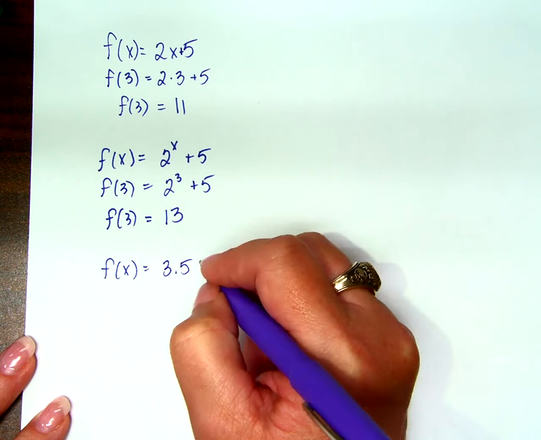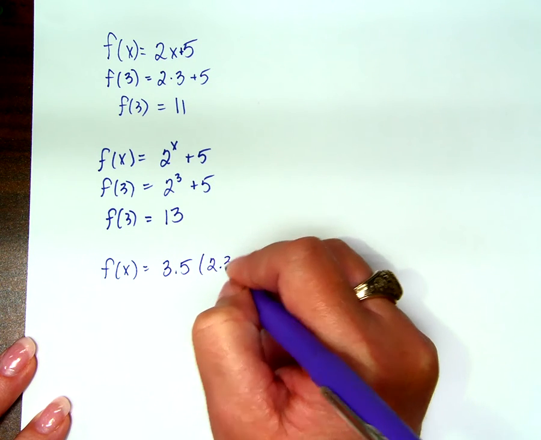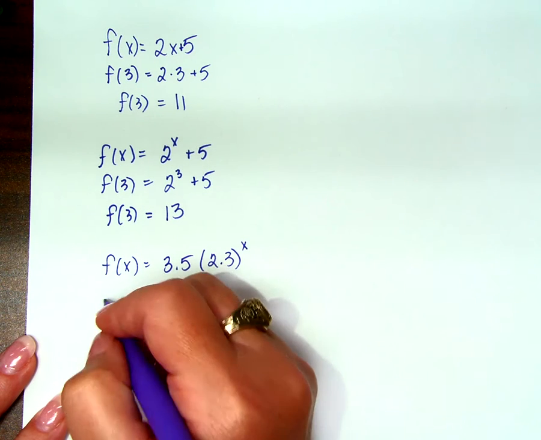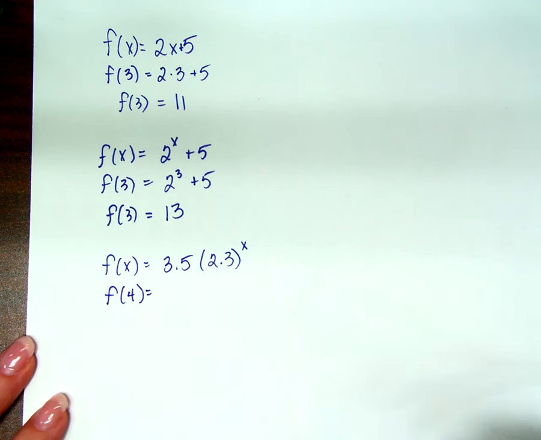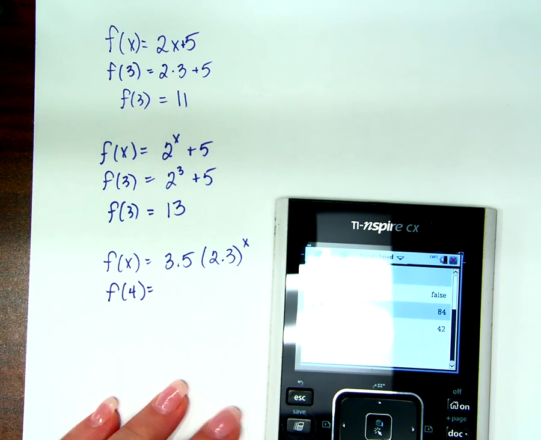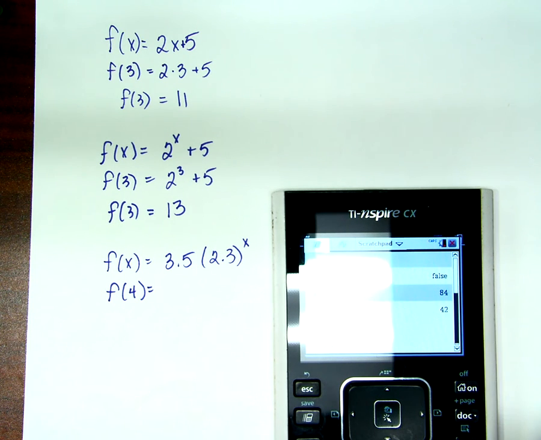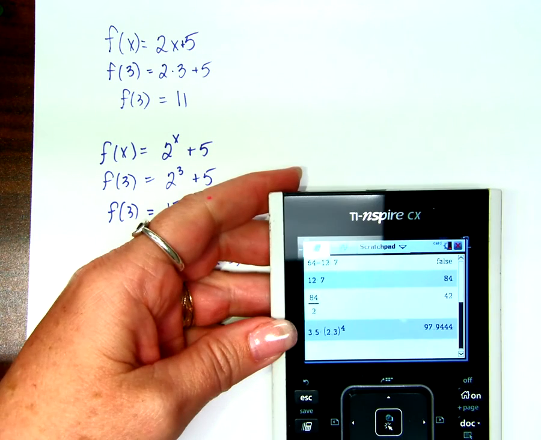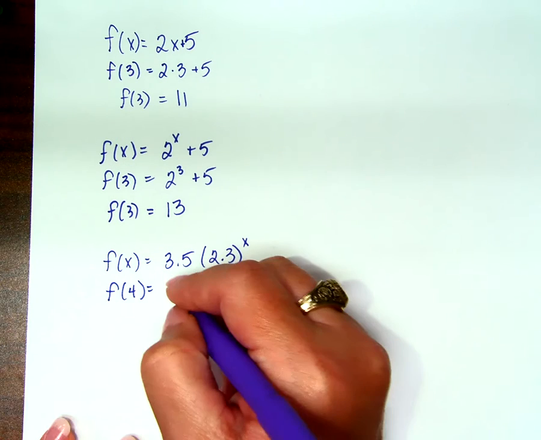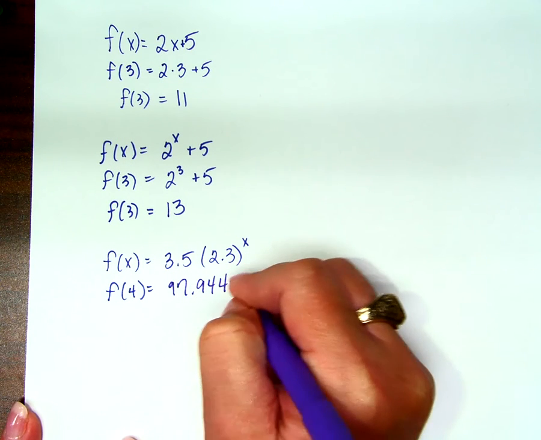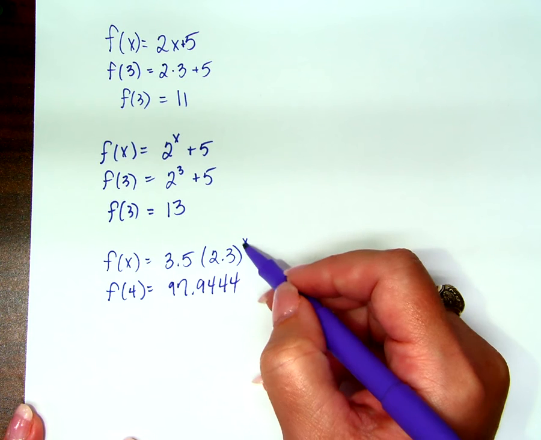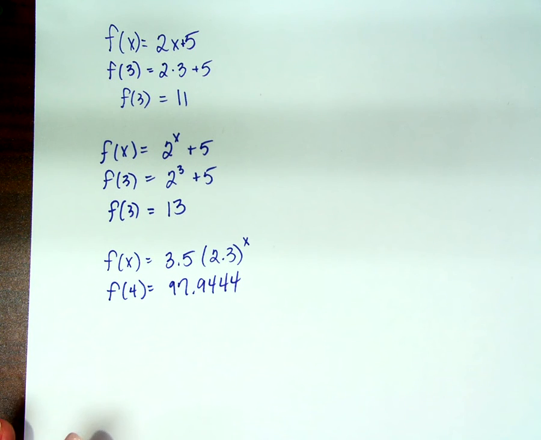Because we could just do that all in our head. What if it was 3.5 times 2.3 to the x power? Can you evaluate f of 4? And if you can, how would you do that? Calculator? Okay. So if I say 3.5 times 2.3 raised to the fourth power, so 97.9444. But remember what's happening is I just raised the 2.3 to the fourth power and then multiplied that by 3.5. Right?